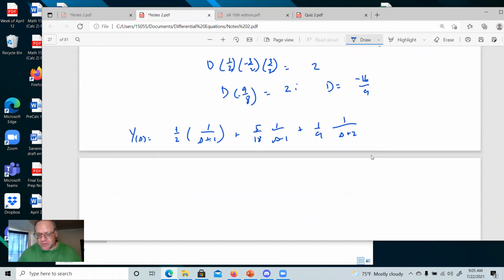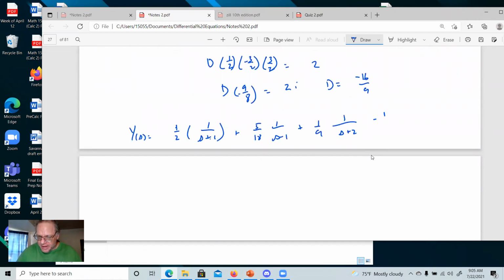For C, that's s over s plus 2. What's C? C was 1/9. So we have plus 1/9, 1 over s plus 2. And I'm going to do something weird for D here. We have minus 16/9. And technically it's 1 over, what was this, like 2s plus 1 or something?